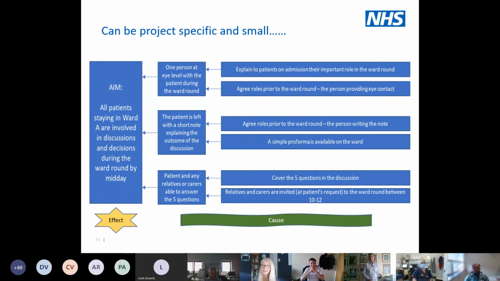Agree the roles of the ward round, so who's going to be the person providing eye contact, and agreeing who's going to write the note and providing a simple pro forma, and again covering the 5 questions in your discussion, and then the relatives and carers being invited to the ward round. So those are sort of tests that you could do.